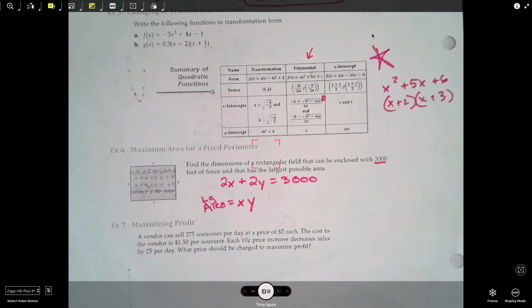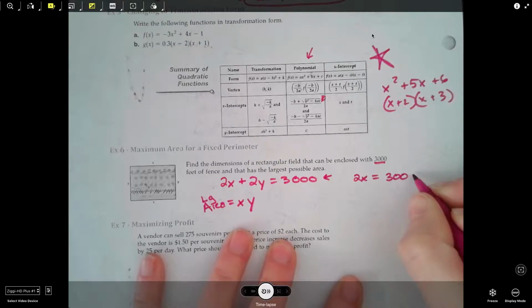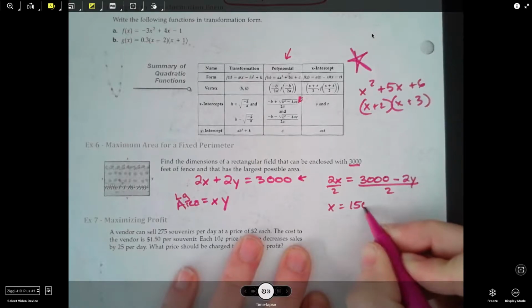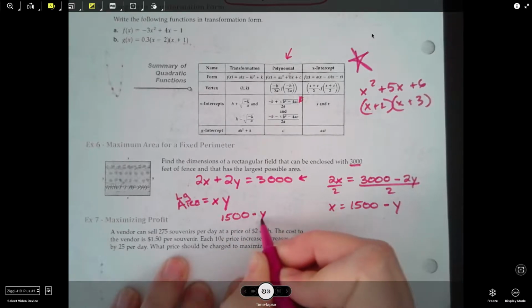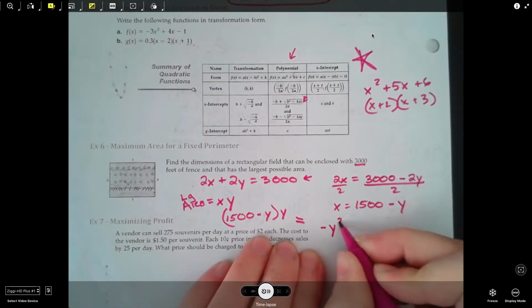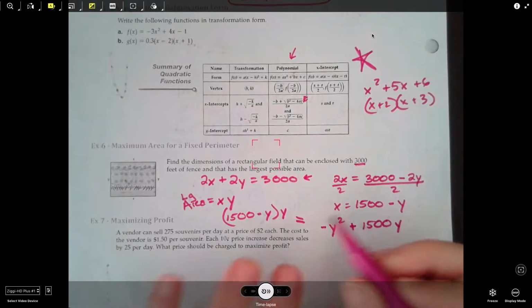Let's solve for x in the top equation. 2x equals 3,000 minus 2y. And then divide by 2. x equals 1,500 minus y. Now I'm going to plug that in here. 1,500 minus y times another y. Okay, a little off. Very good. 1,500 minus y, plug it in for x. Okay? All right, that is going to give me, and I'm going to write it in order, negative y squared plus 1,500y. Yeah? This is the equation that I have.